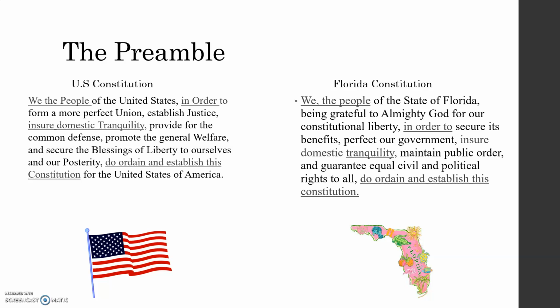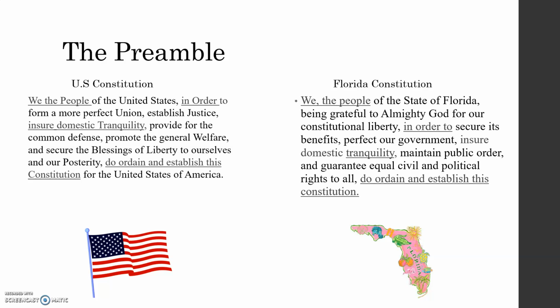So you have the preamble, which is simply the beginning of a legal document. I underlined all the similarities, like the exact same words, between the U.S. Constitution and the Florida Constitution throughout all this. I hope you guys enjoy as you learn more about your state's constitution. So the U.S. Constitution starts off like this. We, the people of the United States, in order to form a more perfect union, establish justice, ensure domestic tranquility, provide for the common defense, promote the general welfare, and secure the blessings of liberty to ourselves and our posterity, that means children, offspring, do ordain and establish this Constitution for the United States of America.